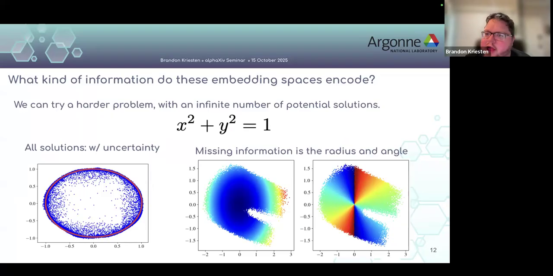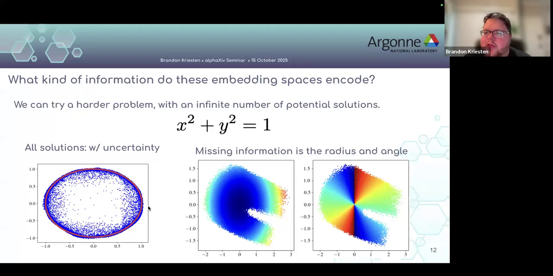Can something like a VAIM show us the answer to this potential problem? So we take something like x squared plus y squared equals 1. In this case, we know that there's an infinite number of solutions for xy pairs that give us 1. When we feed this problem through the VAIM, you can see that we can reconstruct the unit circle within some uncertainty, of course.